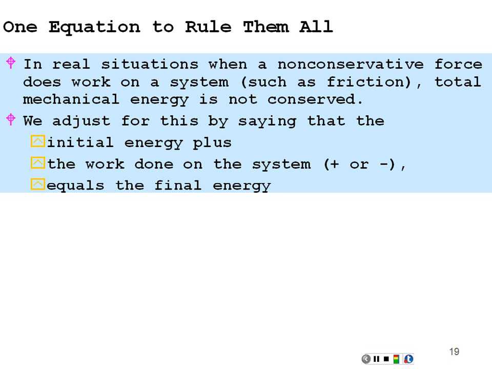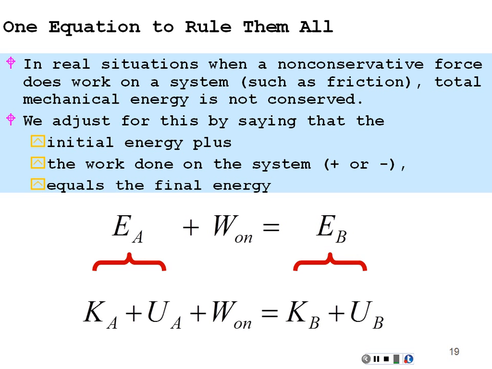So what we start with plus whatever we add or subtract along the way due to work will equal our final energy. Pretty straightforward. Makes sense. So the energy at A plus whatever work done on the system, positive or negative, will equal the energy at B. Or we write it like this. The kinetic energy at A plus potential energy at A plus any work done on the system along the way will equal the kinetic energy at B plus the potential energy at B.